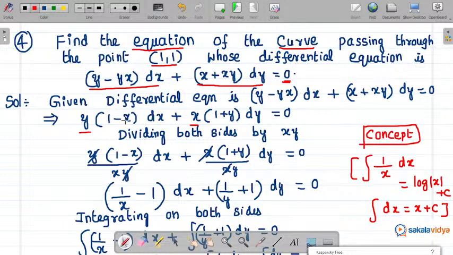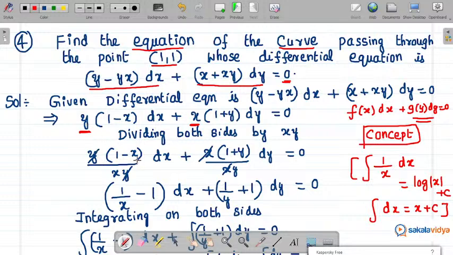As it should be in the form of f of x dx plus g of y dy equal to 0, this is called variable separable form. Here it should contain only a function of x, but a function of y is there. Similarly, here it should be only a function of y, but x is there. Take the product of these two functions x and y, xy, and divide both sides by xy. Then what do we get?